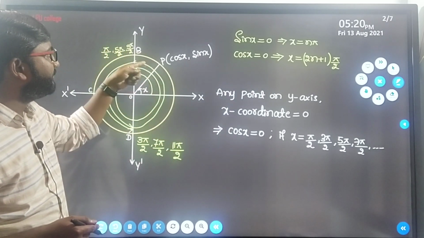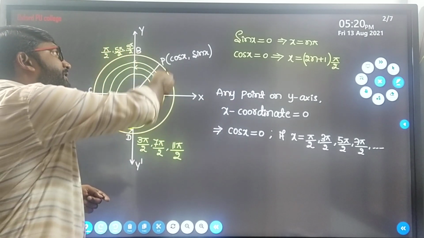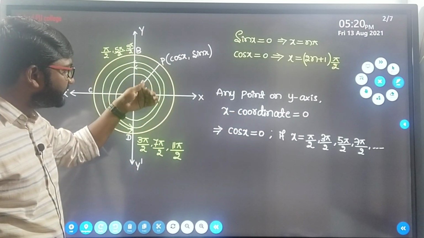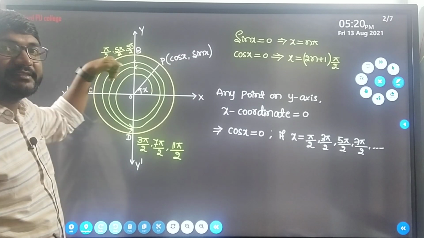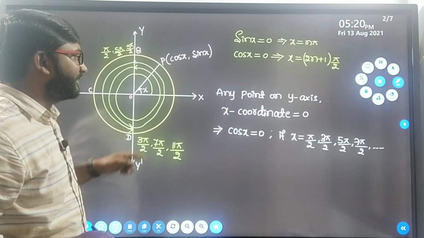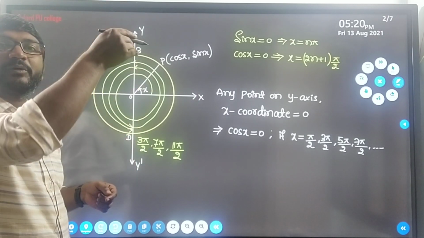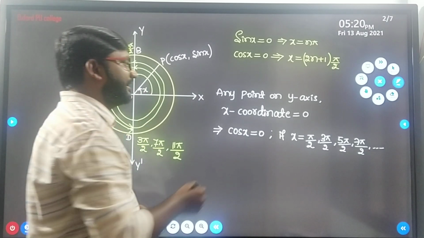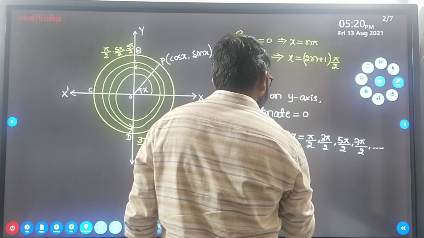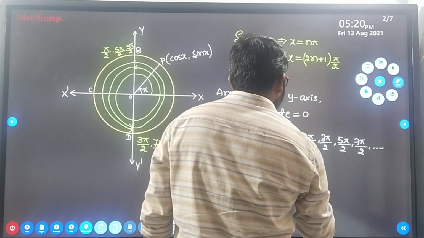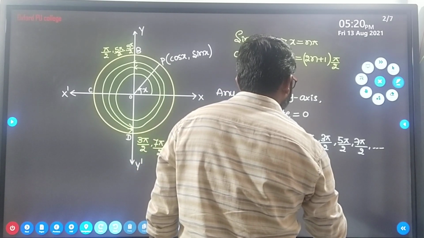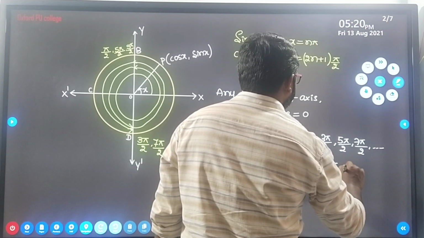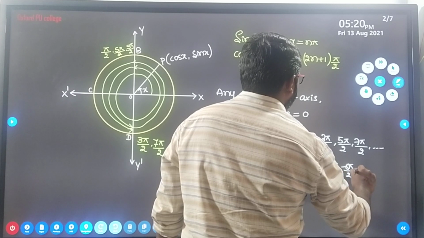So here we are measuring the angle in anti-clockwise direction. That is why we are getting the positive case. If we measure the same angles in the clockwise direction, we get the negative angle. So whenever you go for the anti-clockwise, we get the positive angle. Whenever you go for the clockwise direction, we get the negative angle. So if x is equal to minus pi by 2 and then minus 3 pi by 2 and then minus 5 pi by 2 and so on.